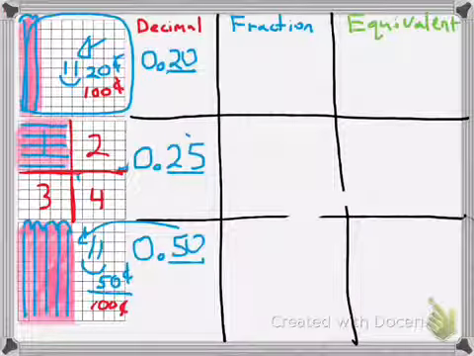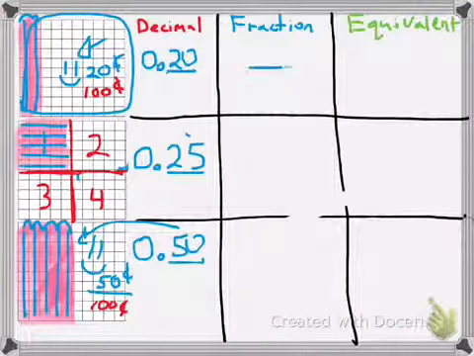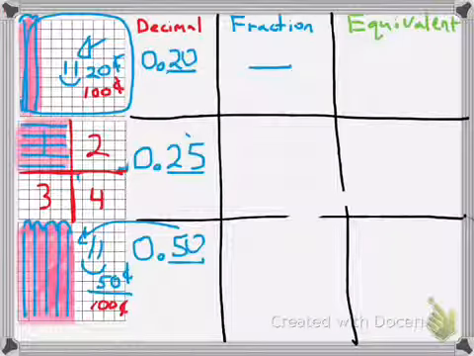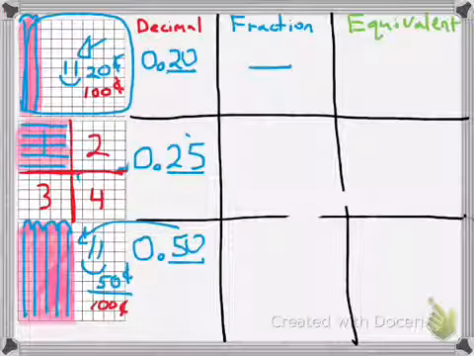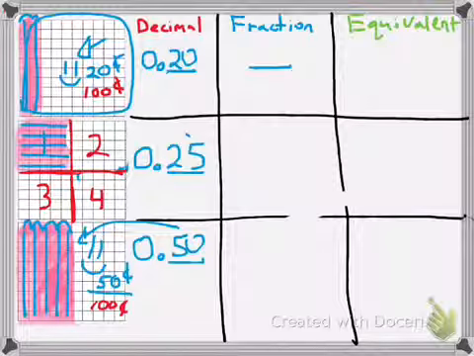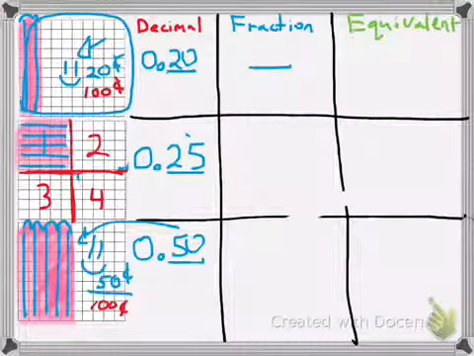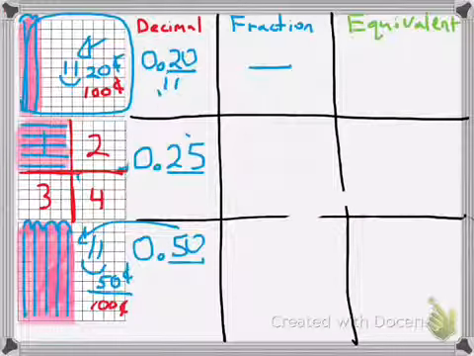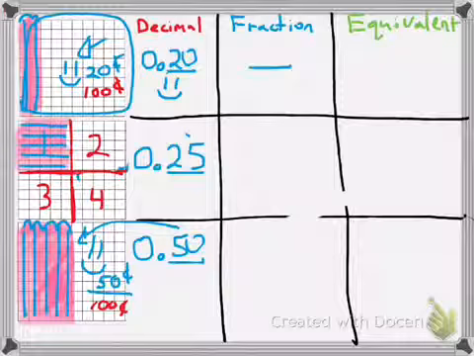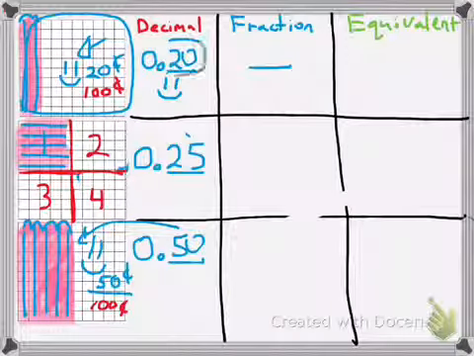Now, the top part of the fraction that we're going to make is always called the numerator. The numerator is the number of the parts of the whole that we actually have shaded in. In this case, we're talking about perhaps a dollar. So if we look at our first decimal up over here, we have 20 squares that are shaded in.